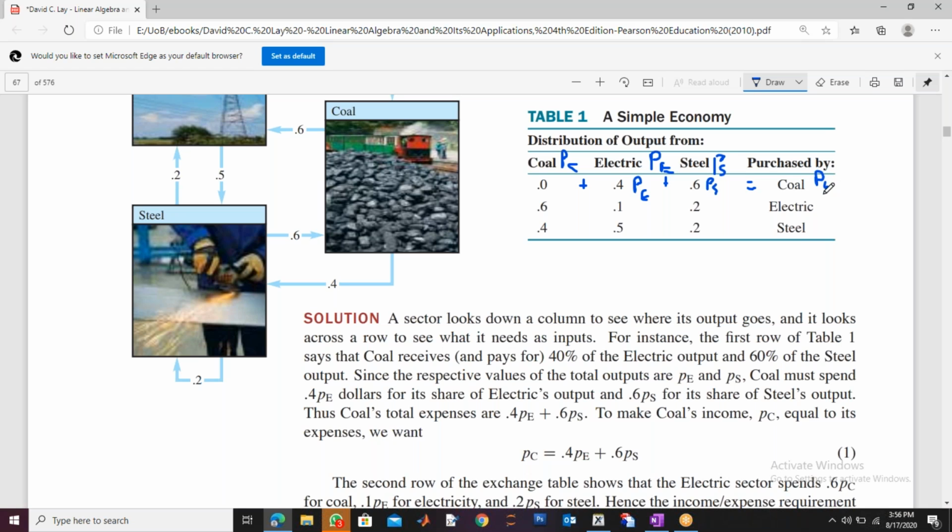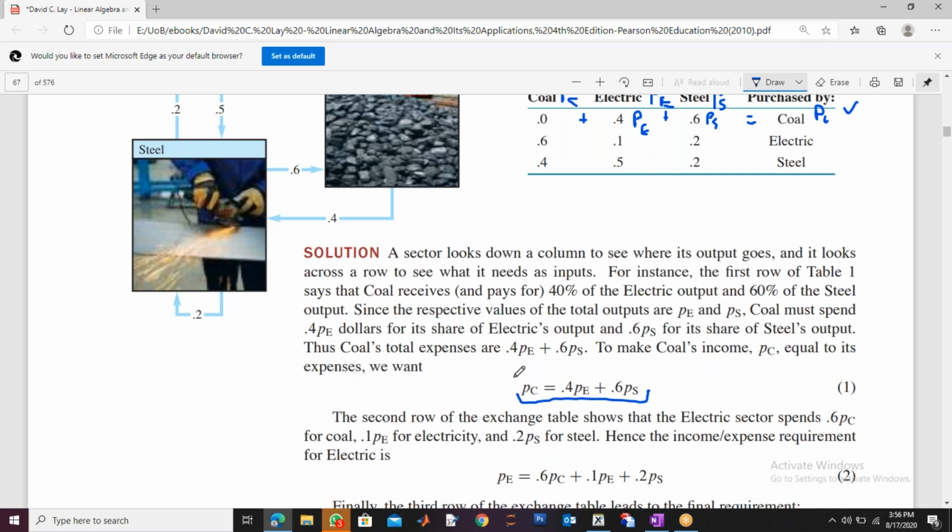So this first row gives me an equation which says that 0.4 PE plus 0.6 PS is equal to 1 PC. See, 0.4 PE plus 0.6 PS is equal to 1 PC. Got it? Similarly, from the second and the third row, we get the equations: 0.6 PC plus 0.1 PE plus 0.2 PS is equal to PE, and similarly the third one. So we got all three.